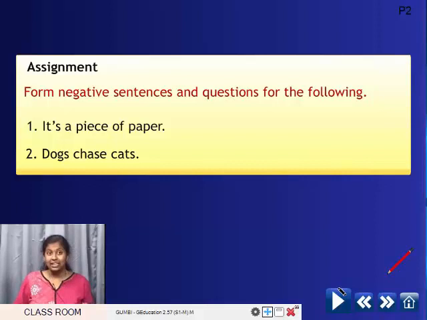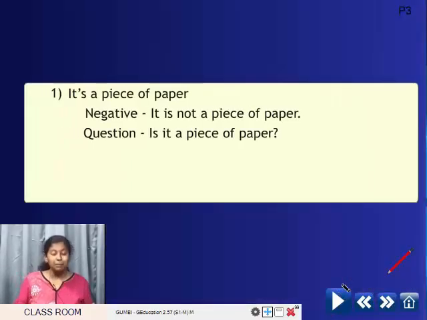So now, first, it's a piece of paper. What's the negative form of that? Yes, it is not a piece of paper. How do you frame a question for that? Is it a piece of paper? So the sentence was, it is a piece of paper. Negative form for that sentence was, it is not a piece of paper. The question would be, is it a piece of paper? Right, children? Fine.